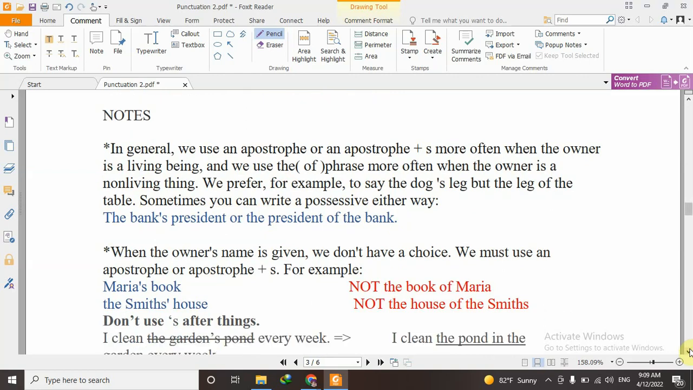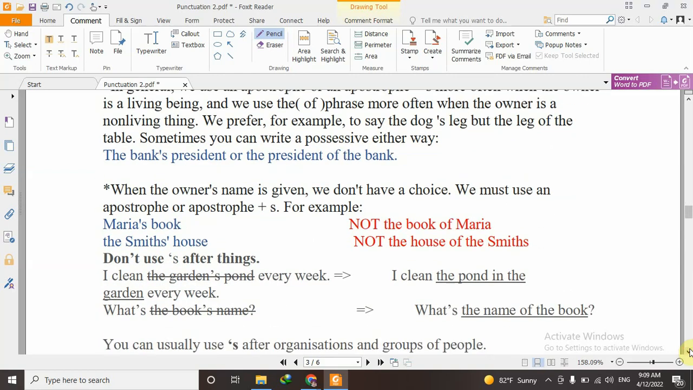two non-living things, so you are going to use of. For example, it is better to say, I don't say this is not correct, no, I said this is more accepted. It is better to say Maria's book rather than the book of Maria. You know why? Because now we are giving the name of the person.